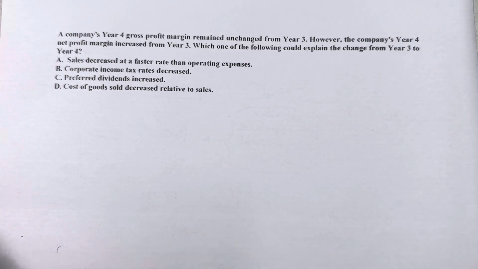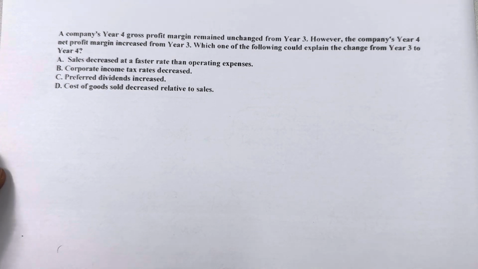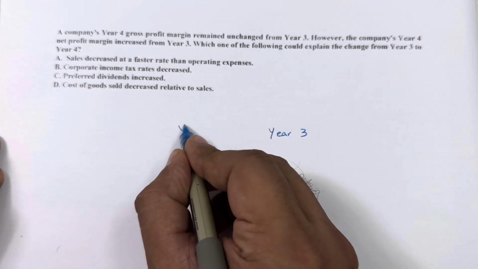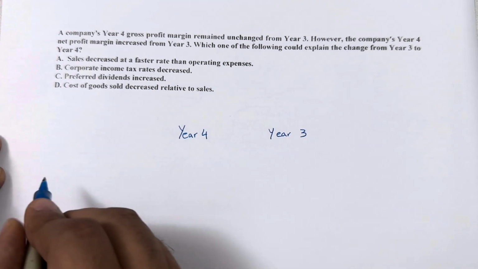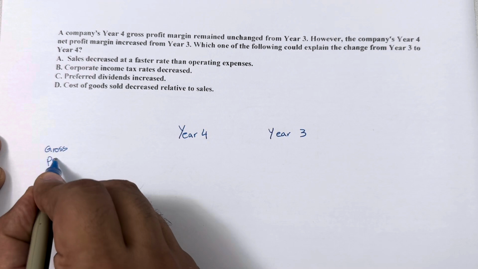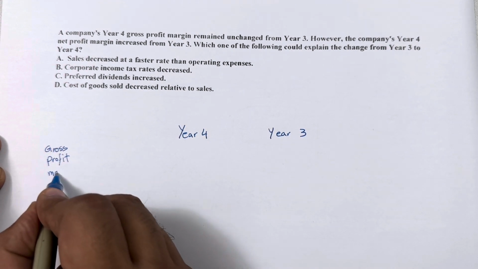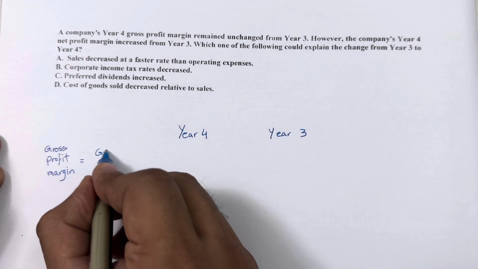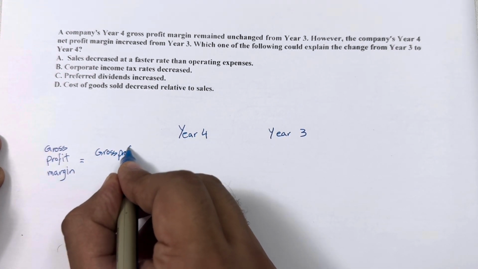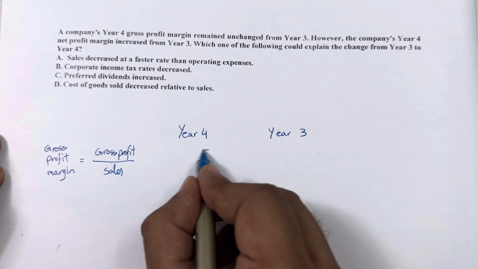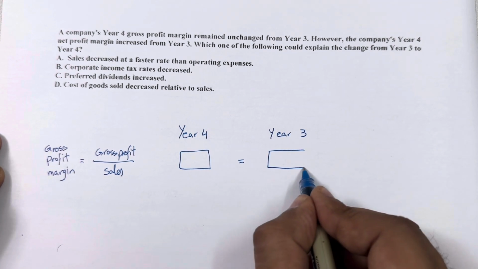The company's year 4 gross profit margin remains unchanged from year 3. Year 3 and year 4, the gross profit margin doesn't change from these 2 years. Gross profit margin is equal to gross profit divided by sales. This amount is equal to this amount.